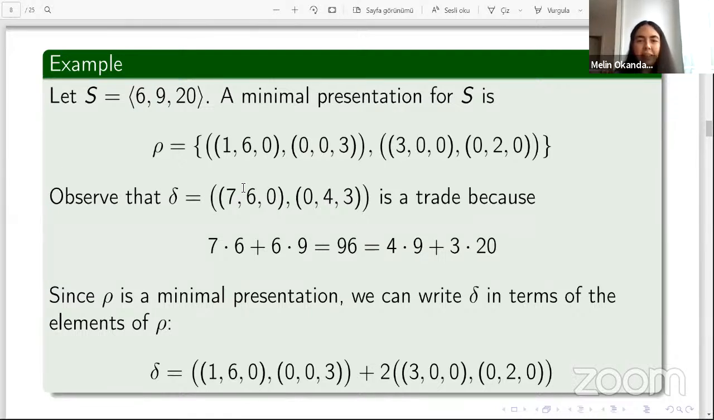Why didn't we define a minimal presentation as a presentation? Well, it is not a presentation because, as I said, a presentation is a more general thing. A presentation can consist of any traits, any infinite number of traits, but a minimal presentation is a smaller thing, a smaller set, which we want to obtain.